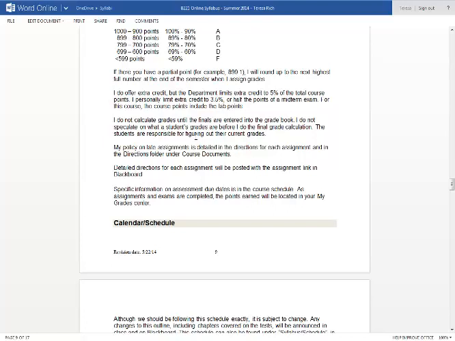I do not calculate the grades until the finals are entered in the grade book. In Blackboard, toward the end of the semester, I will include a column, and I'll move it to the front next to your name, where I post the letter grade so that you can take a look at it before I post it officially. That way you can let me know if there are problems with it. And please do let me know if you have any questions.